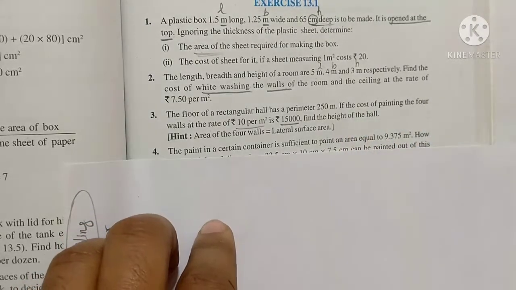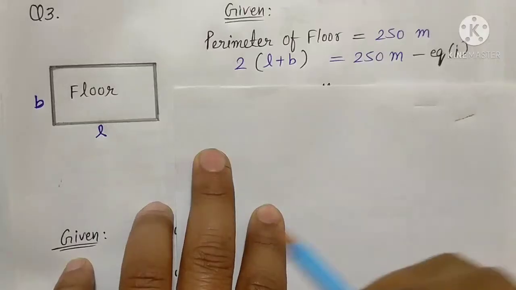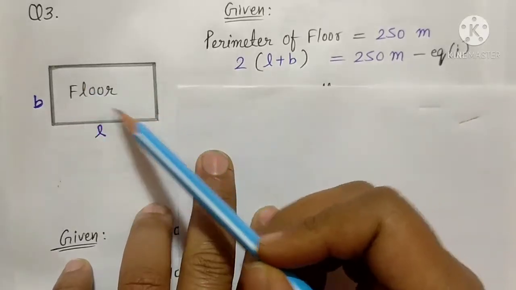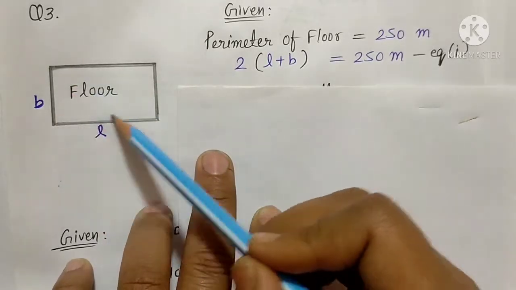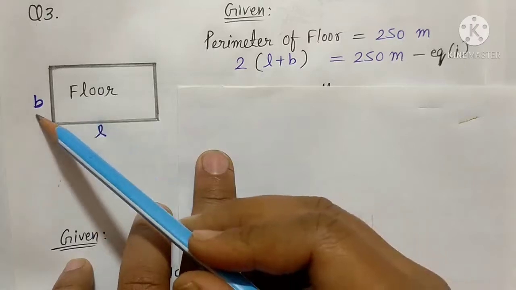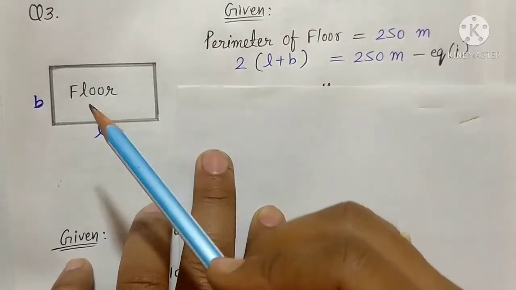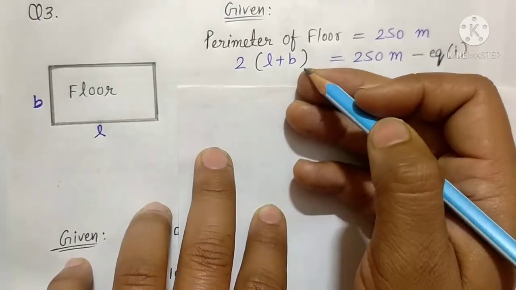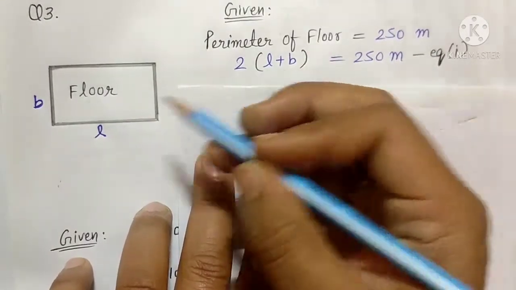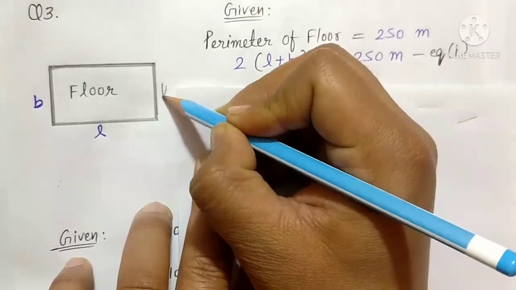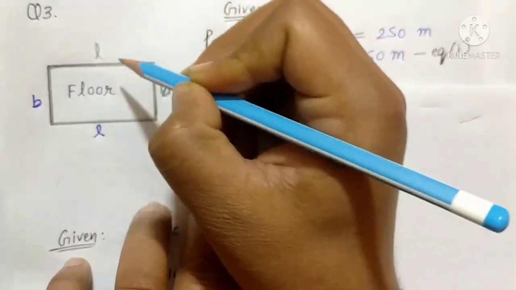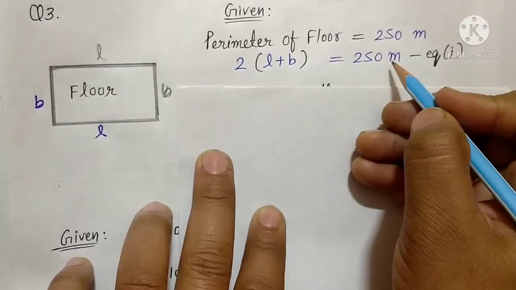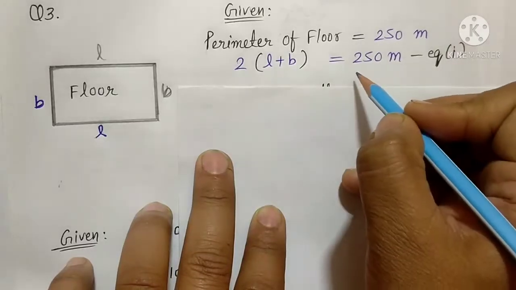Let's draw the figure of what is given in the question. First they have given the perimeter of the floor, so we have drawn the floor, length and breadth. This is our floor, like a 2D figure only. The perimeter of this floor is given as 250 meter. Now what is the formula for perimeter? The formula for perimeter is 2(L plus B), because there are 2 breadths and 2 lengths. Perimeter means the sum of all sides. So 2(L plus B) is 250 meter. This is our equation 1. We will use this equation later.